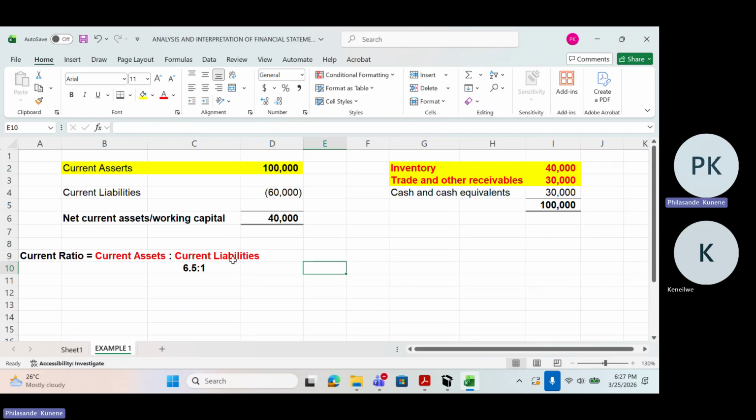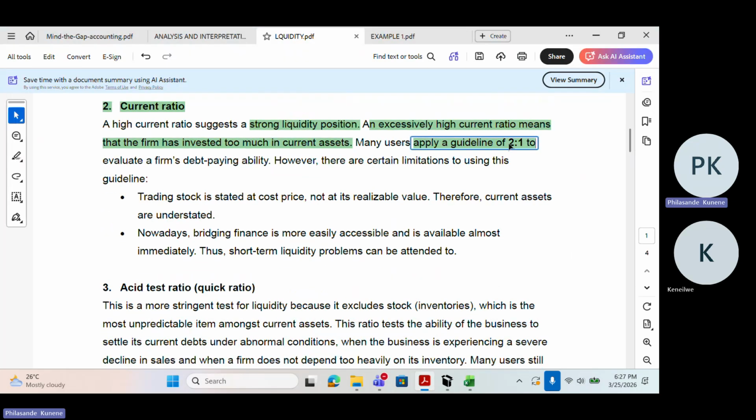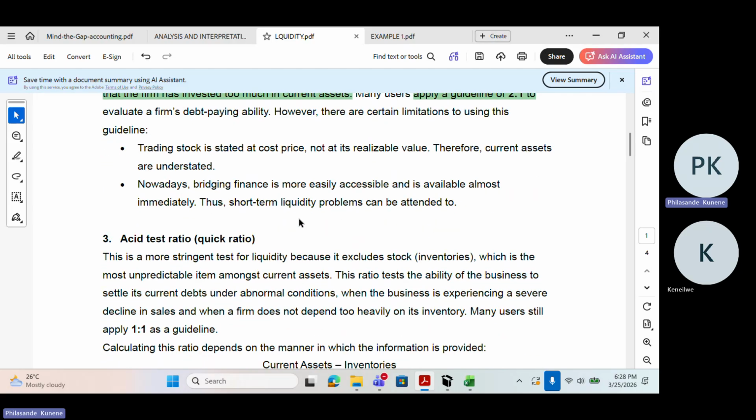Okay. This is more important, that our current ratio should always be something like 2:1, or 2 point something. 2.3 is to 1 is still okay. It must not be far from this one. Then now we're going to be dealing with how to comment.